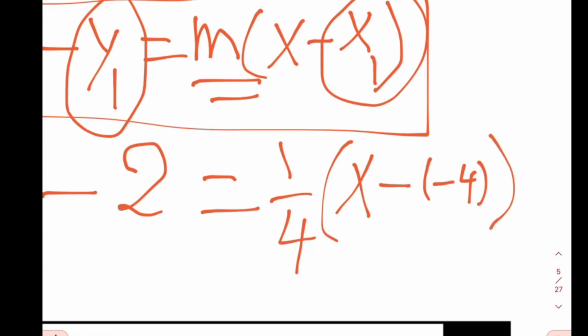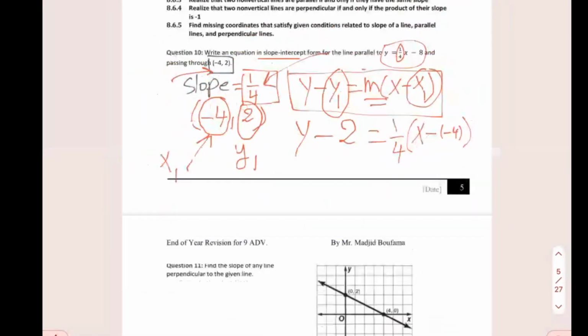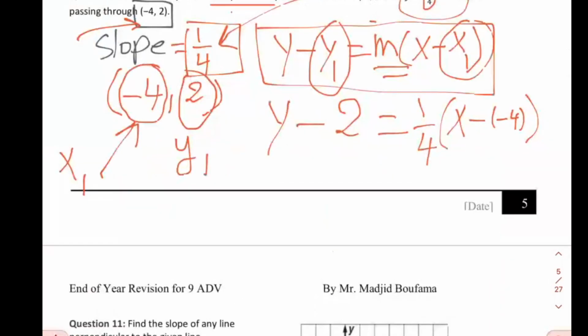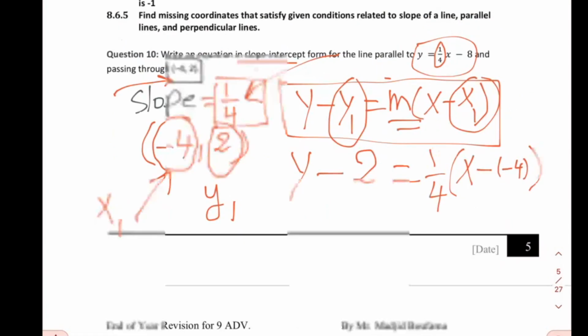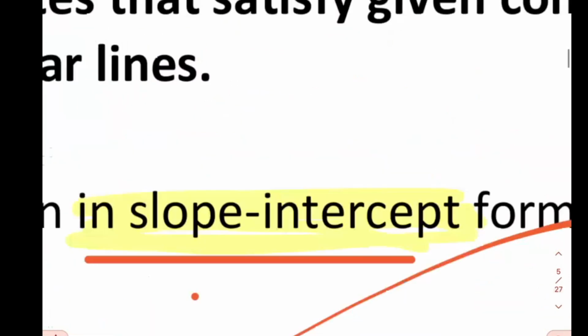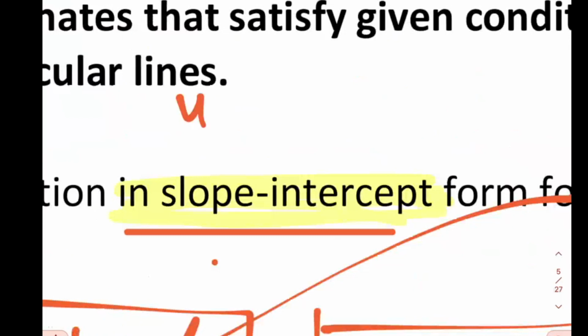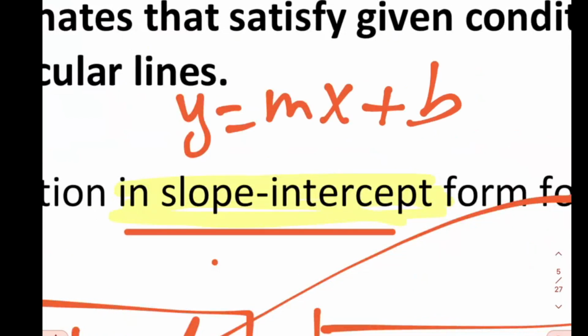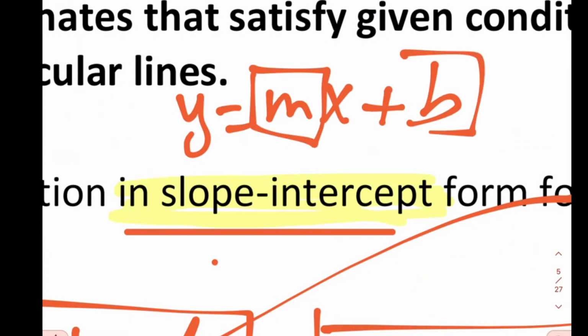As soon as you set this up, you just simplify it. Don't leave it like this, because this form is called point slope. Point slope. But we need slope intercept. We need this form, slope intercept. Make sure you know the difference. Slope intercept is this way: y equals mx plus b. This b is the intercept, this m is the slope.